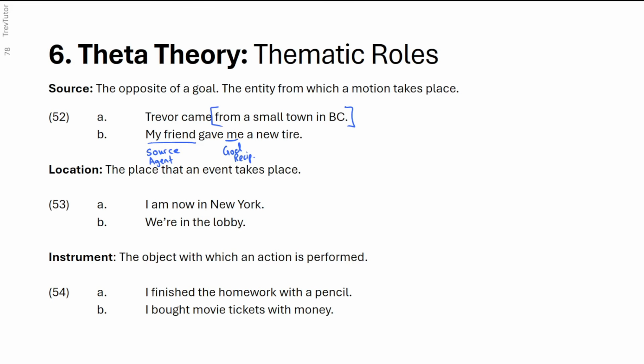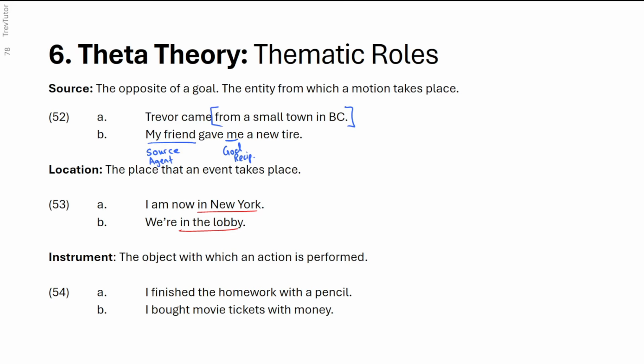Now, locations are places where events take place. So this is not a destination or a source. This is just the immediate location where the verb is happening. So when you say, I am now in New York, in New York is a location. This is where I am currently. I'm not talking about where I'm going or where I'm coming from. I'm talking about where I'm at. Same with we're in the lobby. This is where the existence of us is at the current moment in time. We are in the lobby.